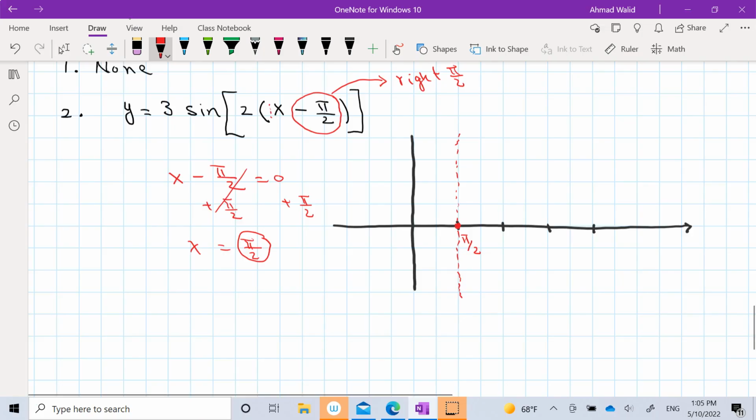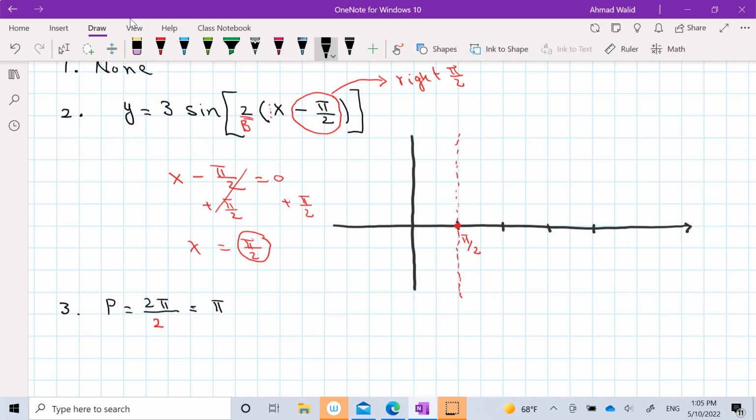Now, next step is to find period. Step 3. P equals 2 pi over b. How much is your b? Your b is actually this number. This 2 is your b, right? The coefficient of x. It means 2 pi divided by 2, which gives you pi, correct?